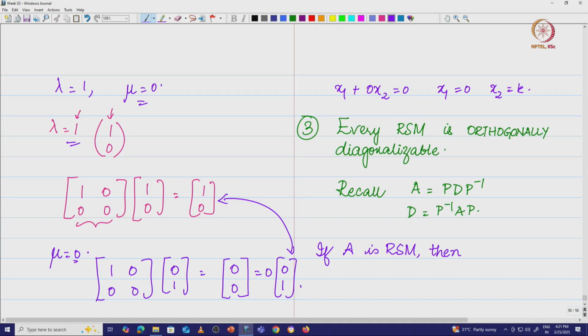Therefore, we already saw that for an orthogonal matrix the inverse is always equal to the transpose. Then we say that D is equal to Q transpose A Q, which gives me a diagonal matrix, where Q contains orthogonal eigenvectors. You can normalize them and make them unit vectors, orthogonal eigenvectors of A. Is this clear? Now it is here that something interesting comes into the picture.